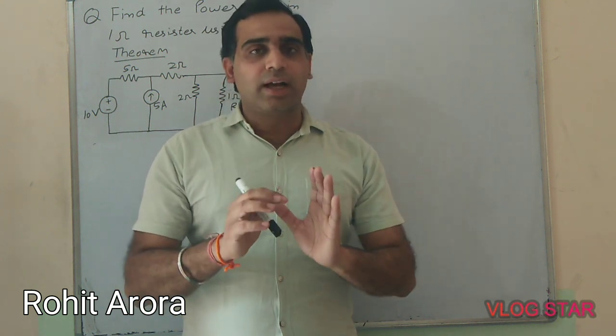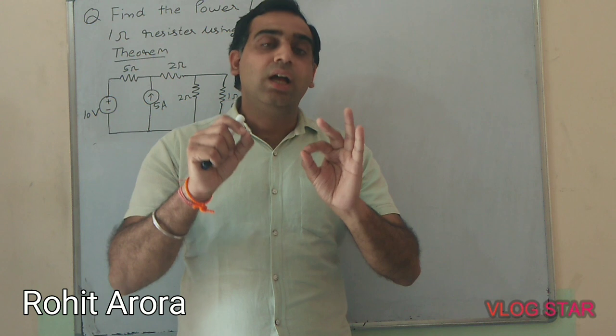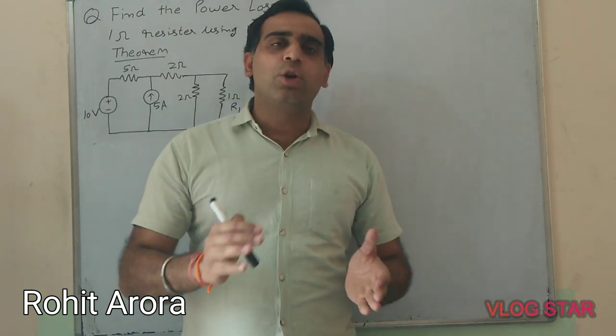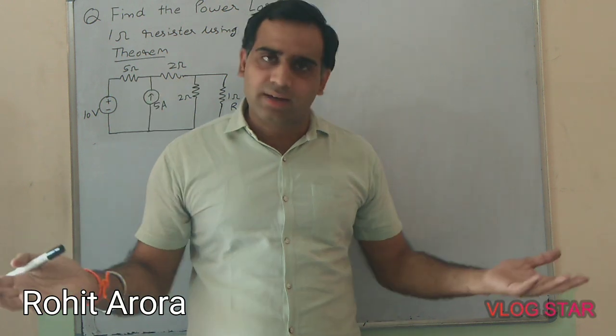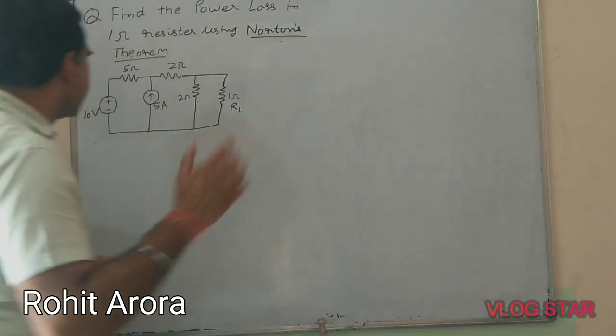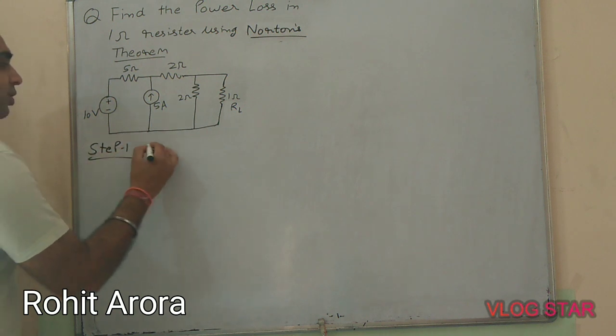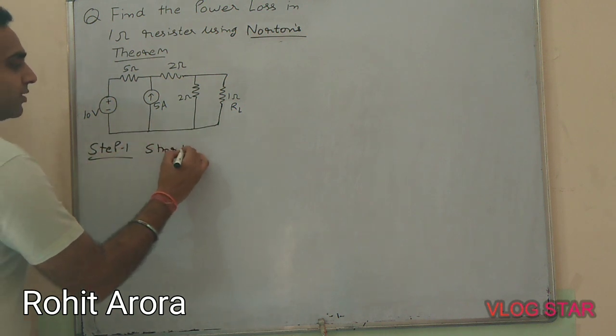In the case of Norton current, we have to apply the current divider rule, that is IN is equal to ISC into RN upon RN plus RL. I will show it, don't worry. Now, in the case of step number 1, short circuit the load resistance.